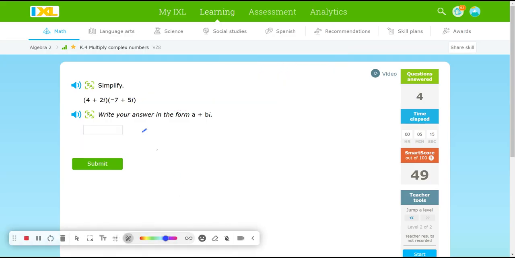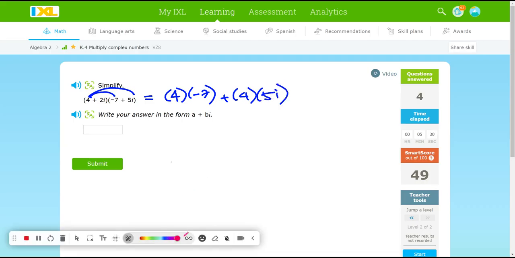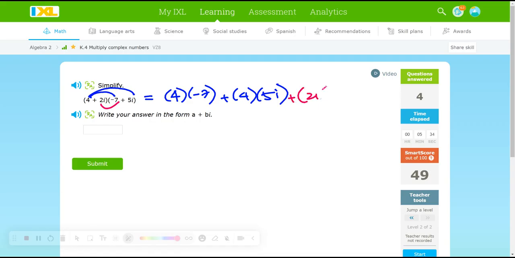So we do the same thing. 4 times negative 7. Let's write down 4 times negative 7. Okay. And then 4 times 5i. Okay. And now we move on to 2i times negative 7. And then 2i times 5i. Okay. So now let's write the answer over here.